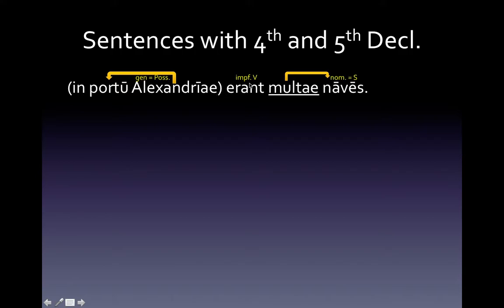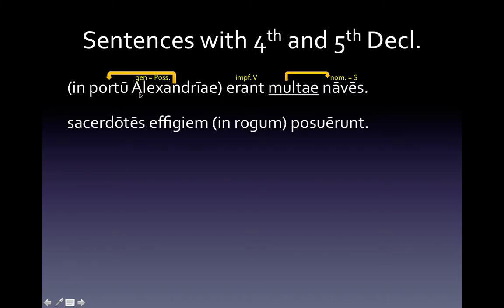This is an imperfect linking verb. Naves, as we said earlier, was nominative, so that's our subject. So there were many ships in the port of Alexandria.